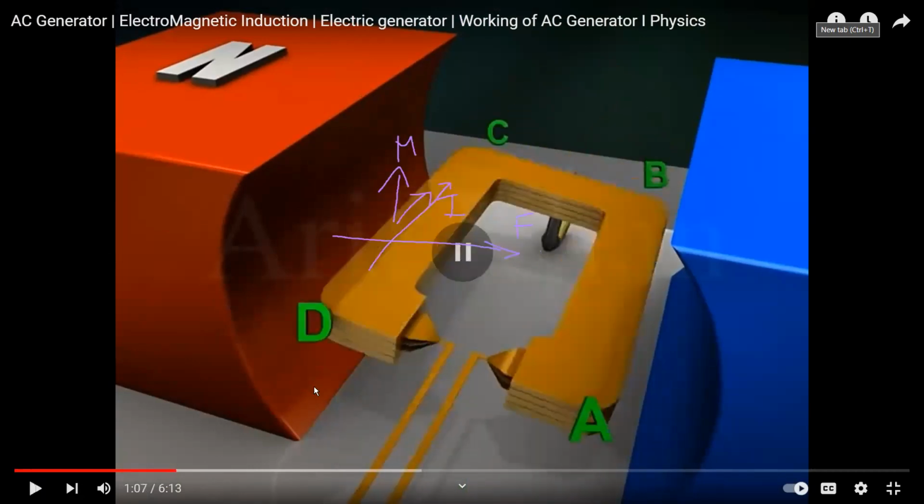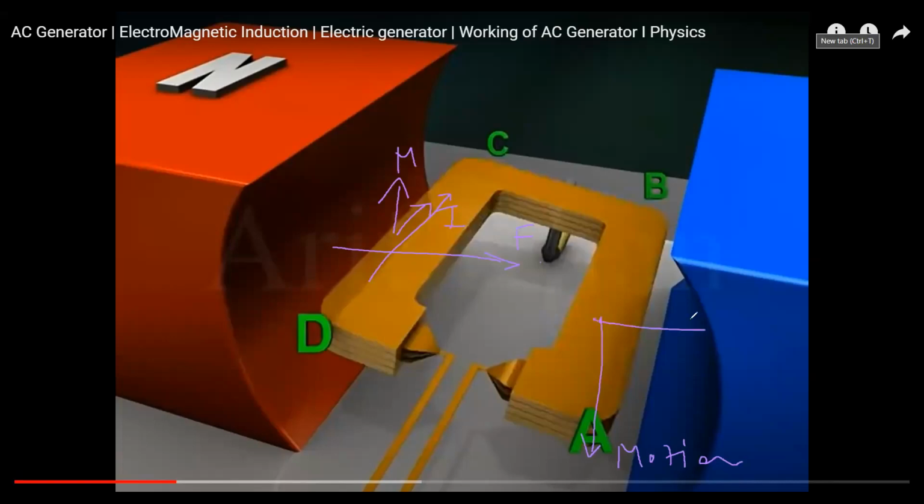AB is now here. If AB is there, then the motion at AB is now downwards. Yes, that's your motion. The field, sir, is to the right. What is switching? The motion is switching direction. That means the current will also switch direction.